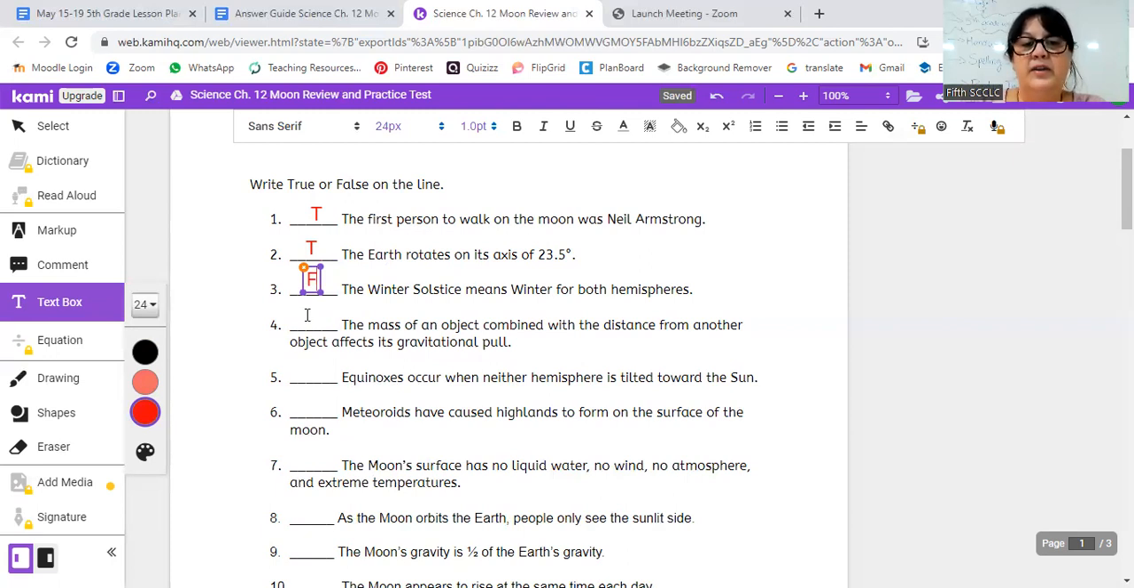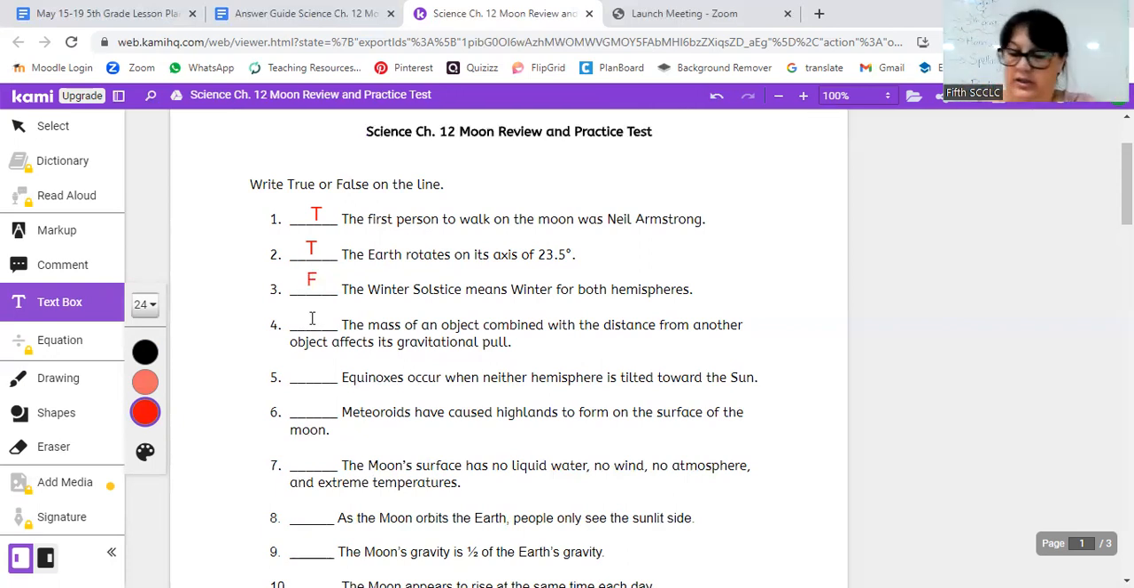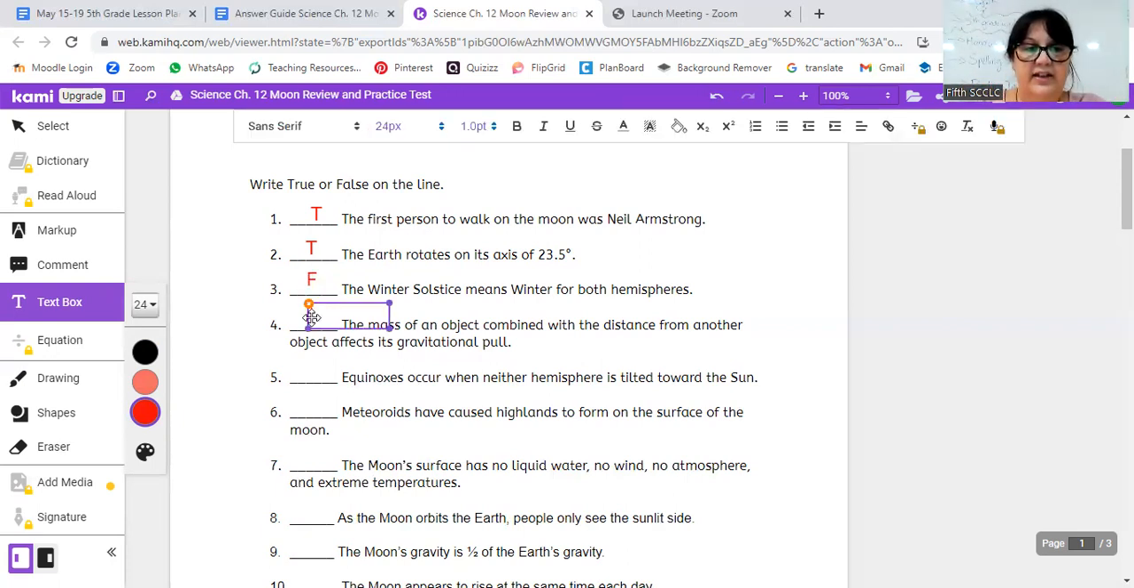Number four, the mass of an object combined with the distance from another object affects its gravitational pull. Vic, put it in here, because everything was falling over. True, good. Okay, the mass affects the gravitational force. That is true. Good. So far, we are 4 for 4.